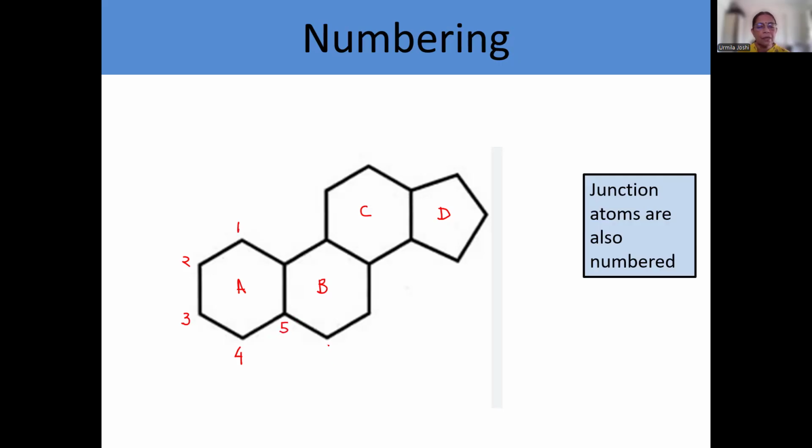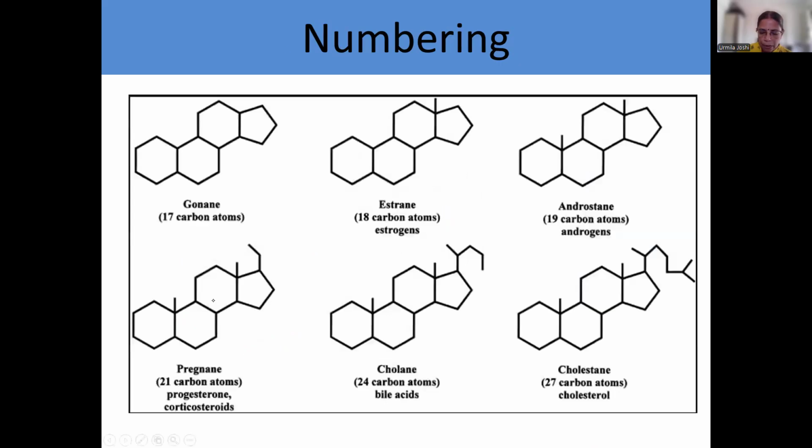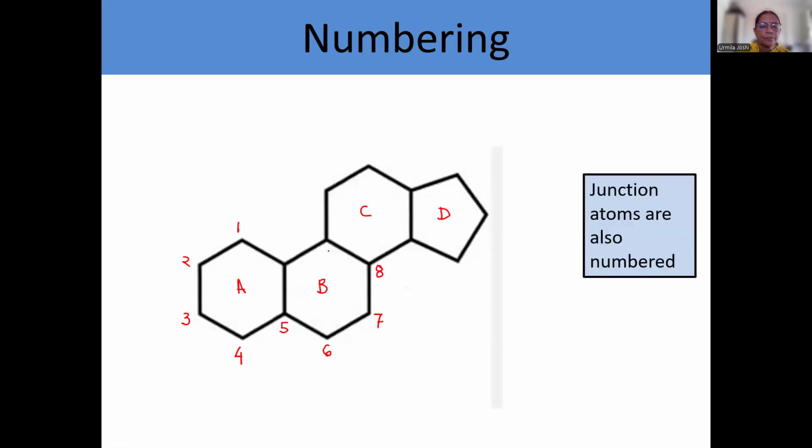Now, junction carbons, unlike in heterocyclic compounds or naphthalene and anthracene, are numbered. So this is 5, this is 6, this is 7, this is 8, this is 9. This is carbon number 9. And this is carbon number 10. Now we complete the A ring numbering as well as the B ring numbering. Remember again, junction carbons are numbered.